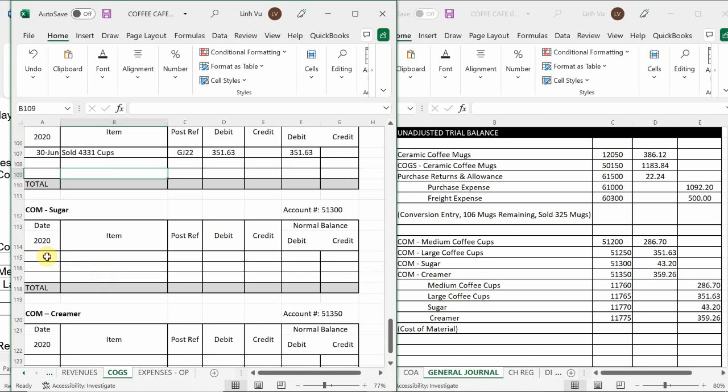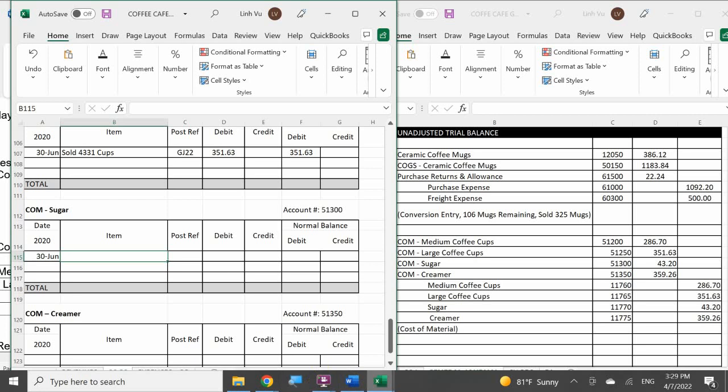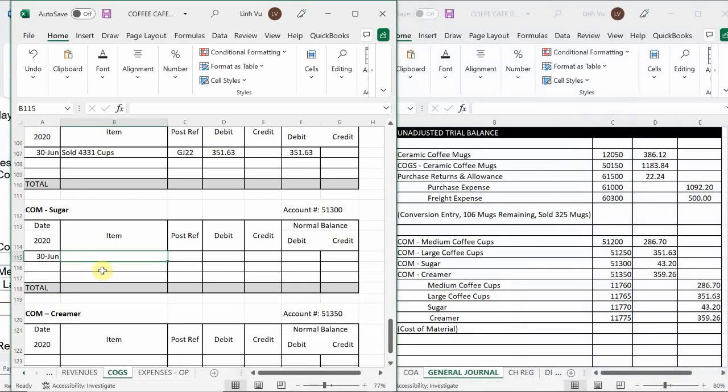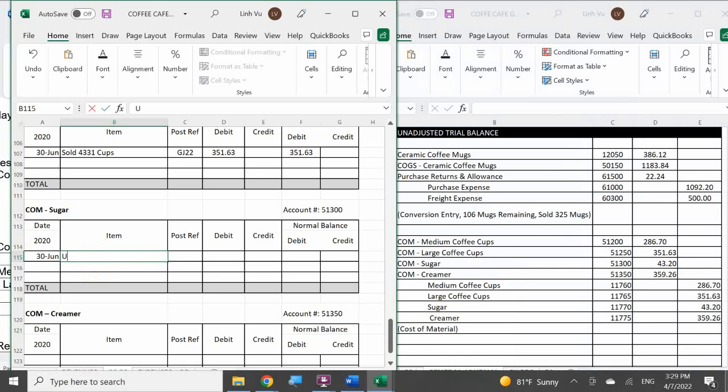Okay. Sugar. How many pounds did you use? We used 120 pounds, for $43.20. Okay.